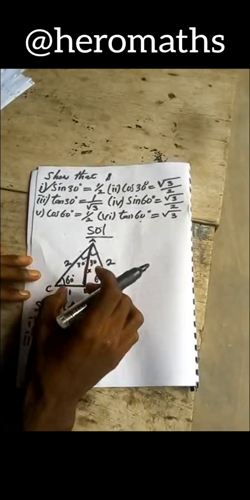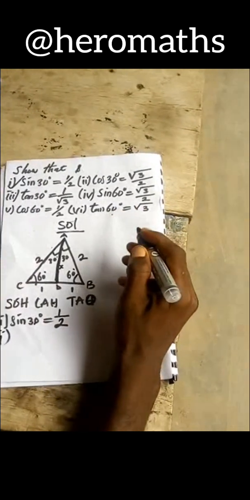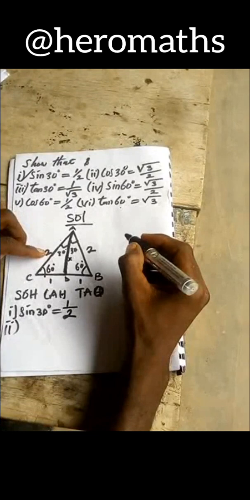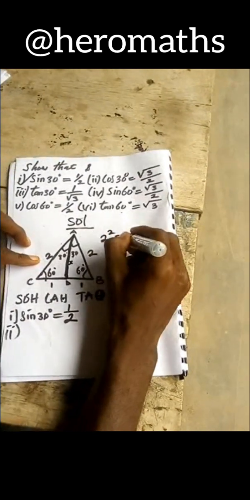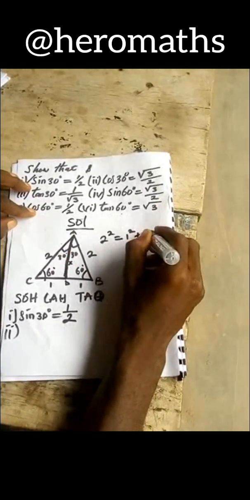Now in finding any side of a right angle triangle, you use Pythagoras theorem, which says the square of the hypotenuse is equal to the sum of the squares of the other two sides. Our hypotenuse is 2, that is 2 squared, is equal to the other side, which is 1 squared, and the other side we say is x, that is x squared.